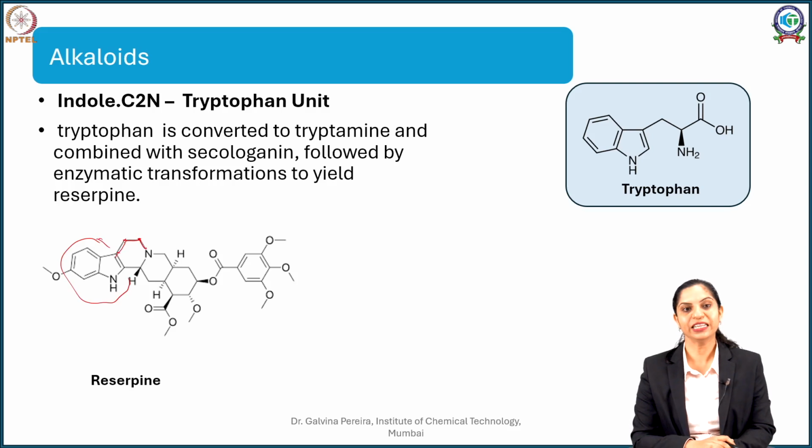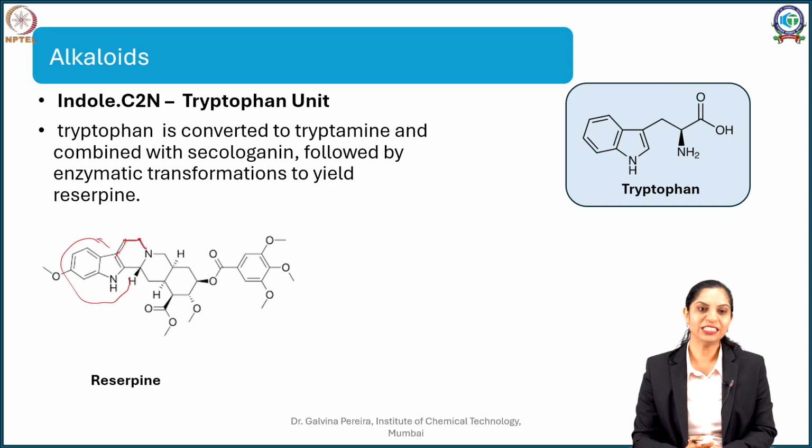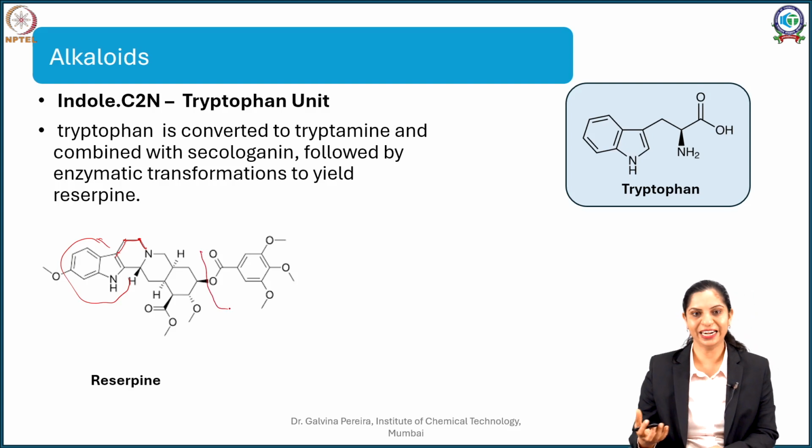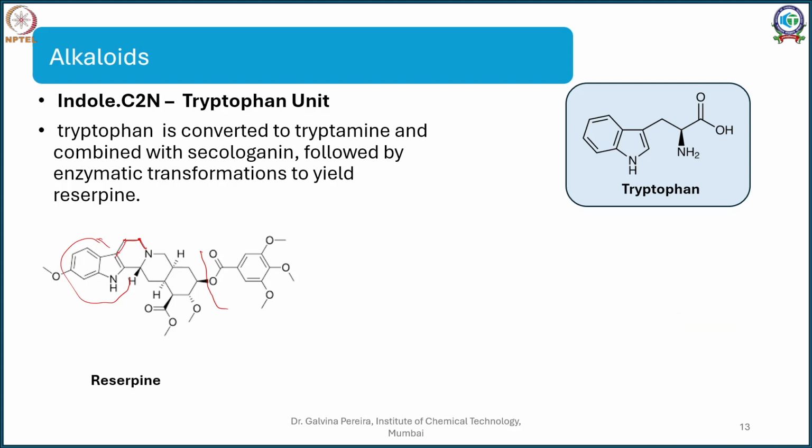Now what happens in the plant is your indole C2N condenses with different sets of compounds. These compounds can be something like your secologanin in the case of reserpine. So a series of enzymatic transformations follows. You can see a secologanin, you can see a tannin, that is something like a trimethoxygallic acid derivative, and later on all of them condense together to give you reserpine. Now reserpine is a hypotensive agent which is found in your Rauwolfia species.